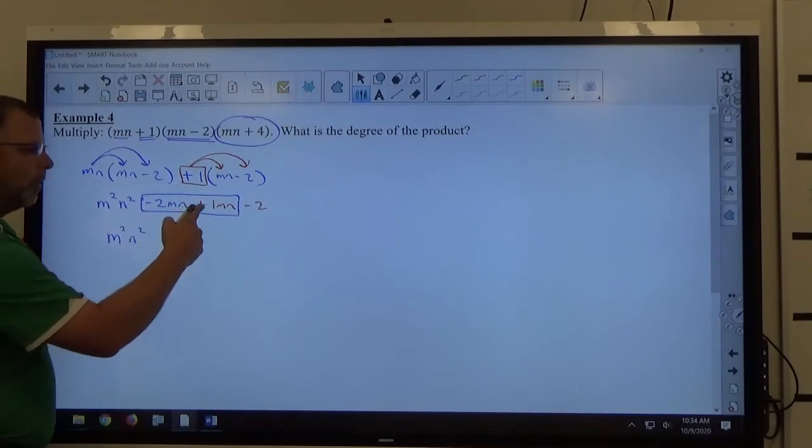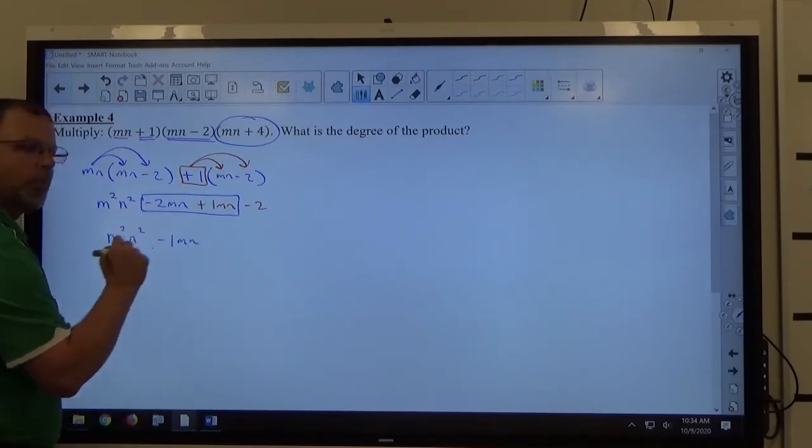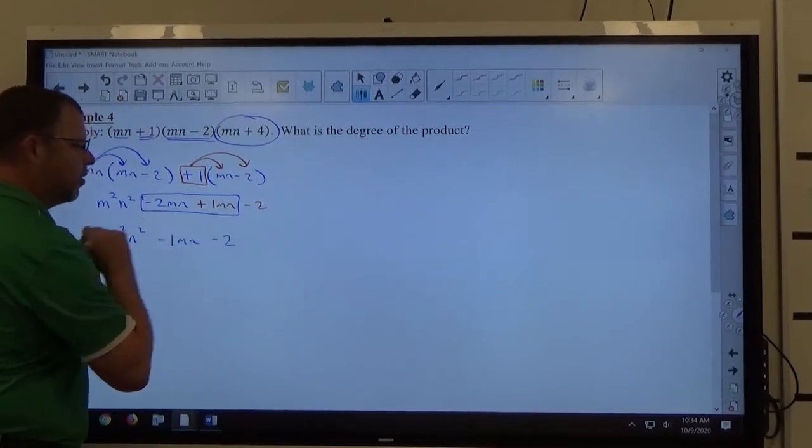Negative 2 plus positive 1 makes negative 1, and I'm going to get mn. Remember, when we add like terms, powers do not change. And I'm using add in the algebraic sense. I either add or subtract based on signs. These signs are different, that's why I subtracted. And then minus 2 has no like terms.